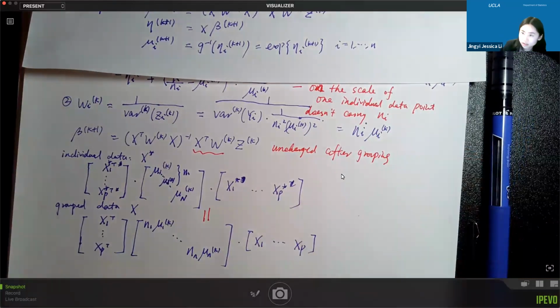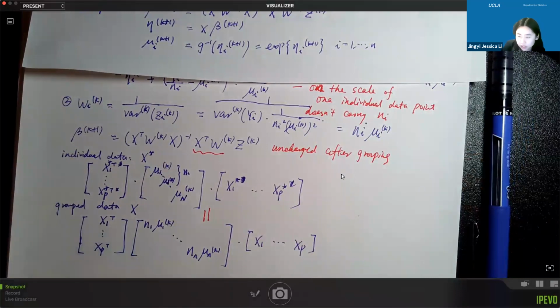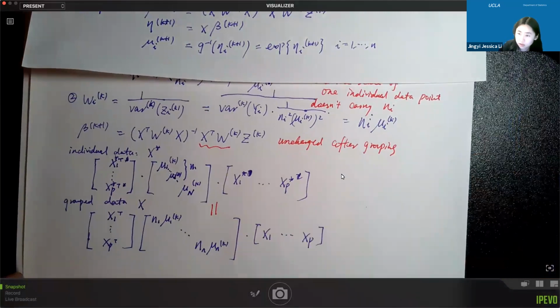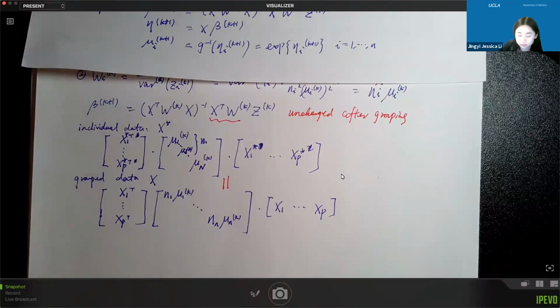So no wonder that data will converge to the same estimate regardless of whether you use the group data or individual data. And using group data can save computation. I hope that makes sense. Okay, so if you really want to think deeper into this, it's basically a linear algebra thing.